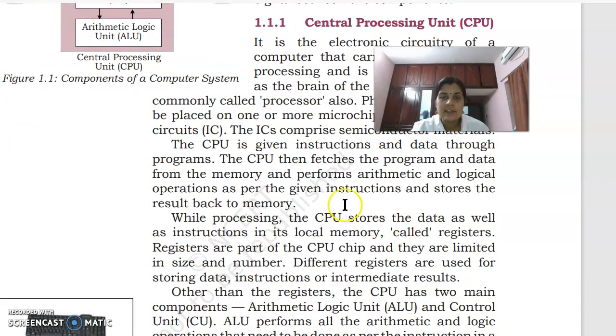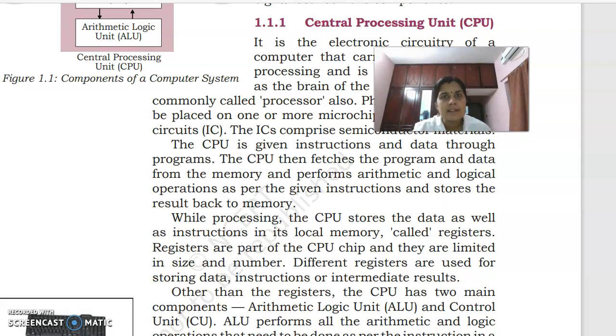The CPU is given instructions and data through programs. By using programs, we can give instructions to the computer. We are giving data to the CPU, and sometimes the CPU stores the data in local memory, which is called registers. In the CPU, there are registers. By using these registers, execution takes place in our computer. Other than these registers, the CPU consists of two parts. What are they? They are the arithmetic and logic unit and the control unit.